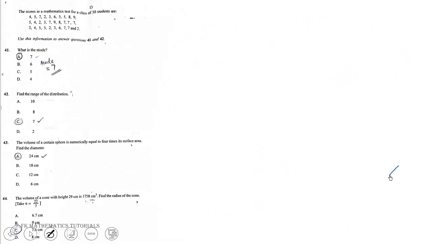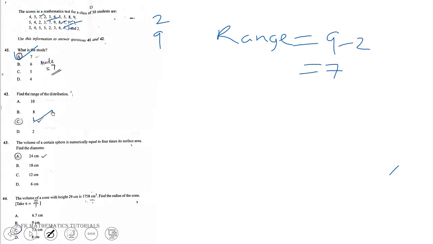The scores in a mathematics test for a class of 30 students are given as you can see. We have to use this information to answer questions 41 and 42. So what is the mode? You can see that the most occurring number is 7. So the mode is 7. Find the range of the distribution. We can see that the least number here is 2 and the highest number is 9. So the range is 9 minus 2, which is equal to 7. So that one is 7.